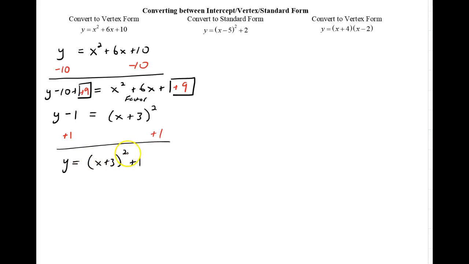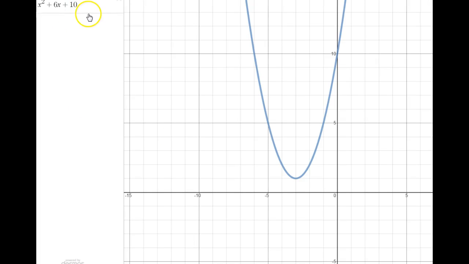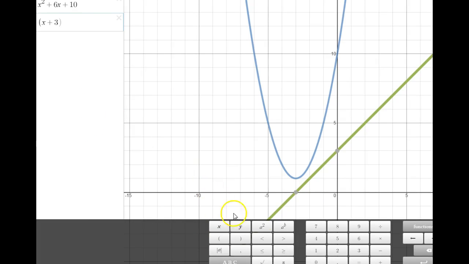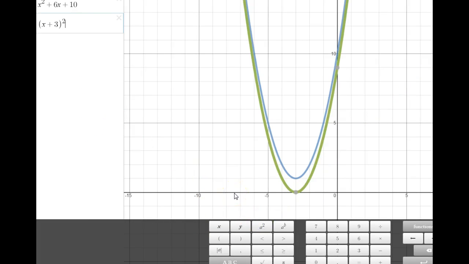So this is equivalent to this. So just to make sure I got that right, I graphed this in Desmos, the x squared plus 6x plus 10. And now I'm going to graph the x plus 3 quantity squared plus 1. And if I'm right, it should be exactly on the other graph. So that means that these two things are equivalent.